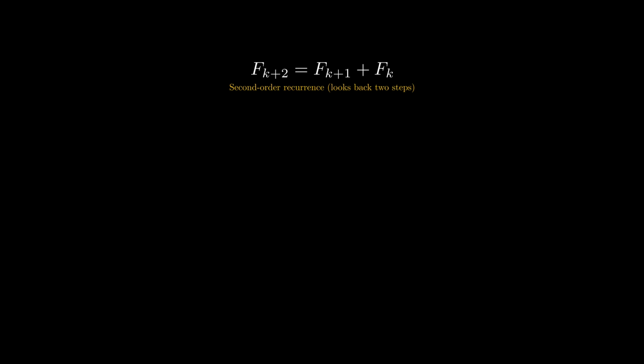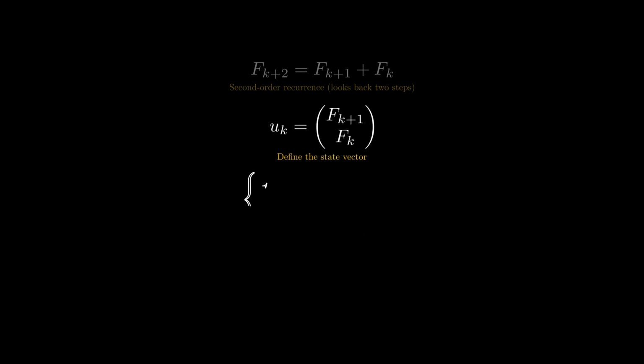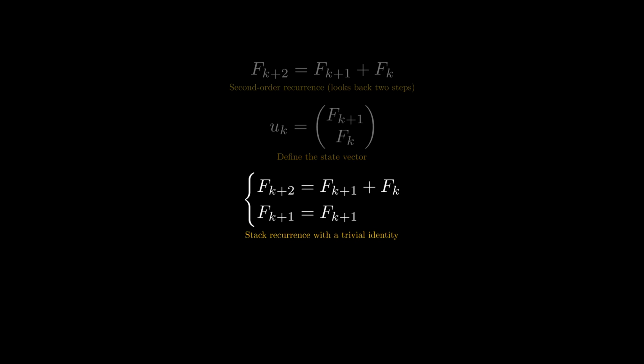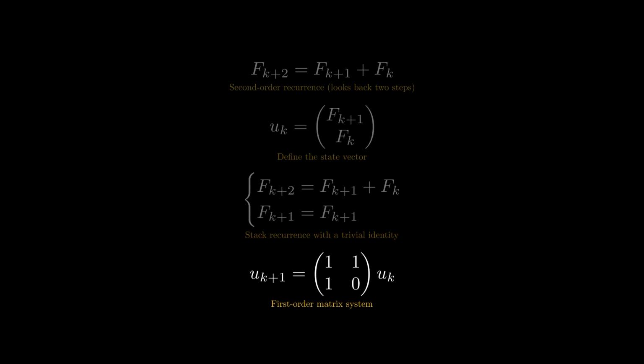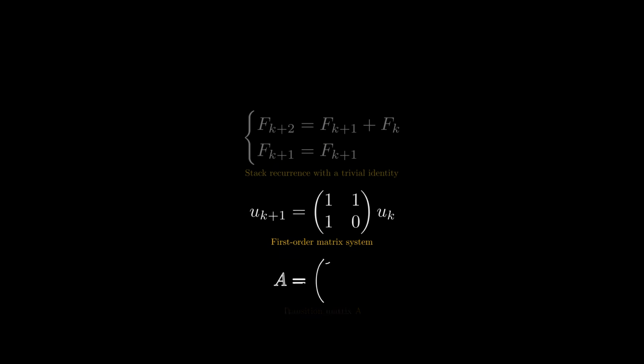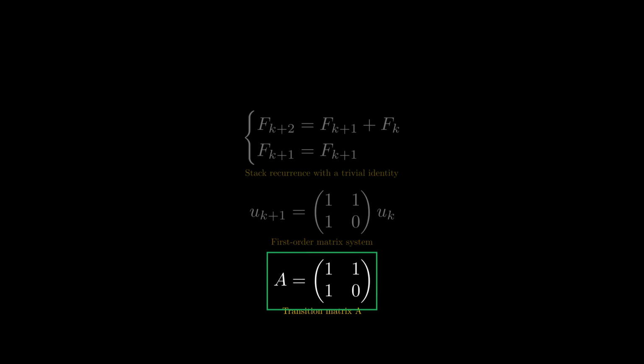The recurrence f_{k+2} = f_{k+1} + f_k is second order. It looks back 2 steps. We convert it to first order by stacking 2 equations. Define the state vector u_k as f_{k+1} on top and f_k on the bottom, then f_{k+2} = f_{k+1} + f_k, and trivially f_{k+1} = f_{k+1}. Written in matrix form, u_{k+1} equals the matrix with rows 1, 1, and 1, 0 times u_k. We'll call that matrix A.